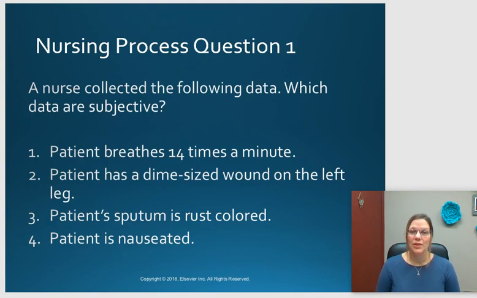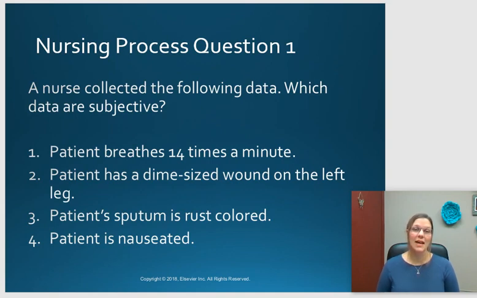Let's do a practice question about the nursing process. A nurse collected the following data. Which data are subjective? Number 1, the patient breathes 14 times a minute. Number 2, the patient has a dime-sized wound on the left leg. Number 3, the patient's sputum is rust-colored. And number 4, the patient is nauseated.